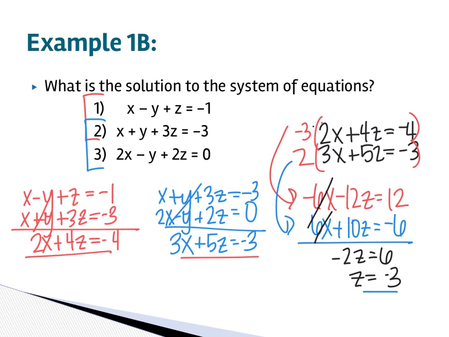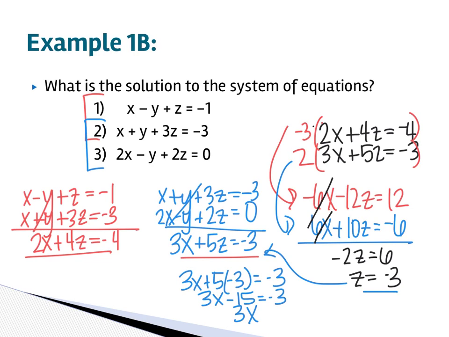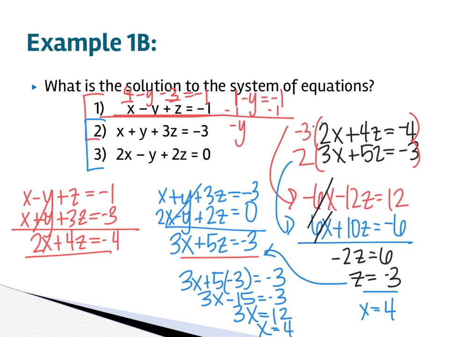Now that you have one of the numbers, you can take it and plug it into one of the equations with just two variables. So that'll be 3x plus 5 times negative 3 equals negative 3. 3x minus 15 equals negative 3. Add 15 to both sides and you get 3x equals 12, so x must be 4. Now that you have two of the variables, you can plug it into one of the originals up here. So instead of that top one, we're going to plug in 4 for x and negative 3 for z. So that's going to be 4 minus y minus 3 equals negative 1. So 4 minus 3 is 1 minus y equals negative 1. If we subtract 1, we get negative y equals negative 2. So positive y must be positive 2. So my answer is x is 4, y is 2, z is negative 3.